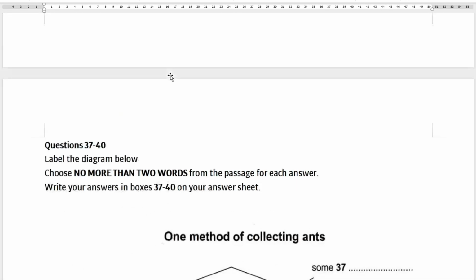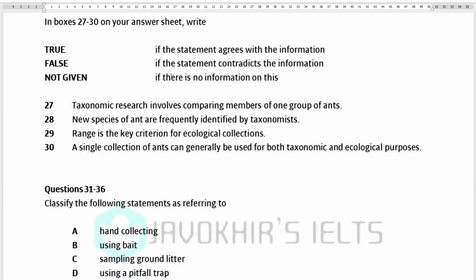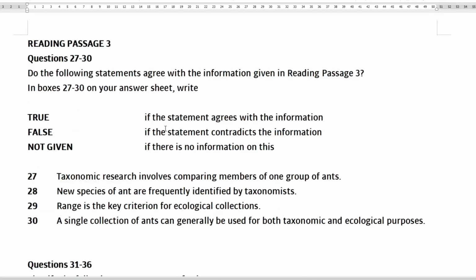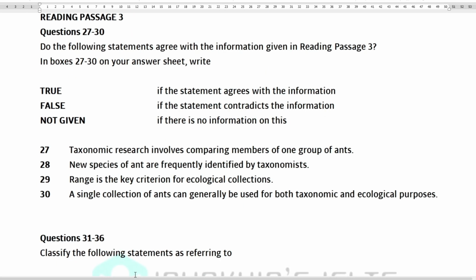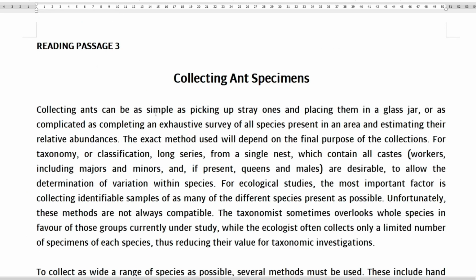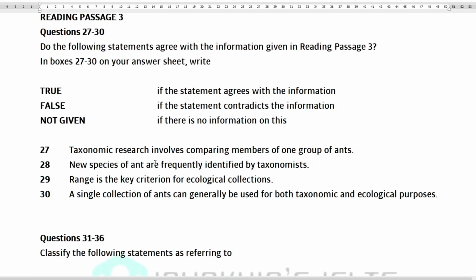All right, so what we have are the questions. My strategy is to first read the whole text, because passage 3 can be opinion based, argumentative, or abstract. However, it is also fine if you find some keywords so that you will not skip. So, taxonomic research involves comparing members of one group of ants.